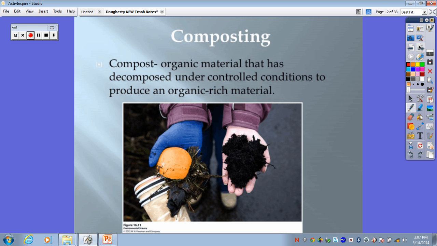Okay, let's talk about composting real quick. Composting is when you use organic materials that we can decompose under controlled conditions to produce an organic rich material. It's kind of what we call a win-win scenario using our 7 Habits language.